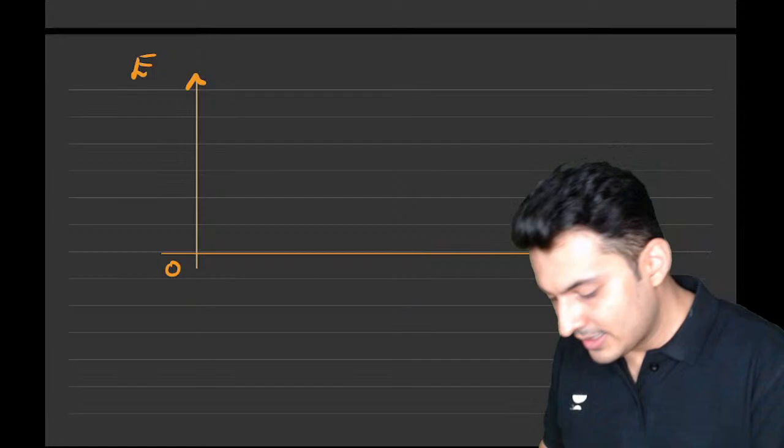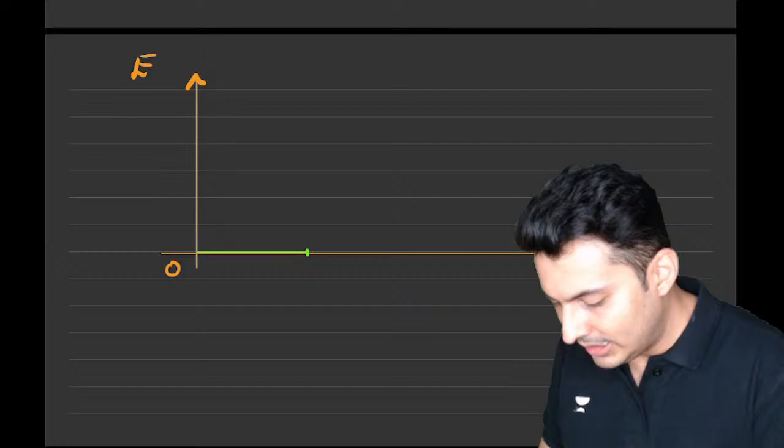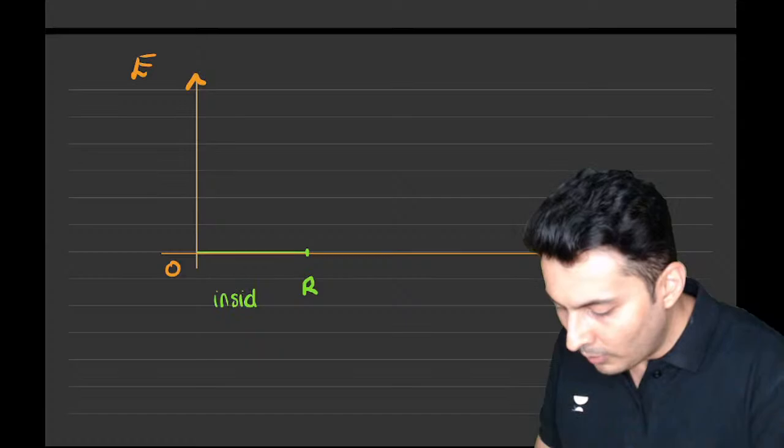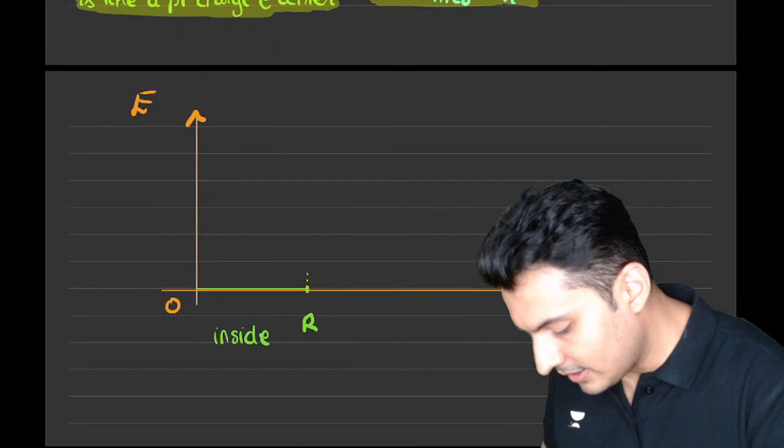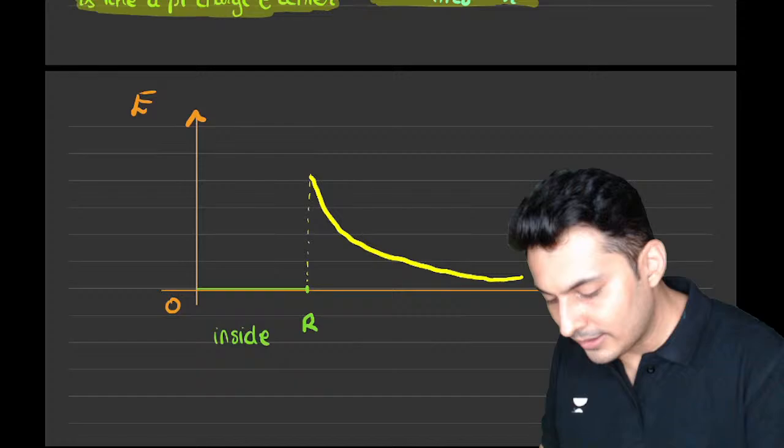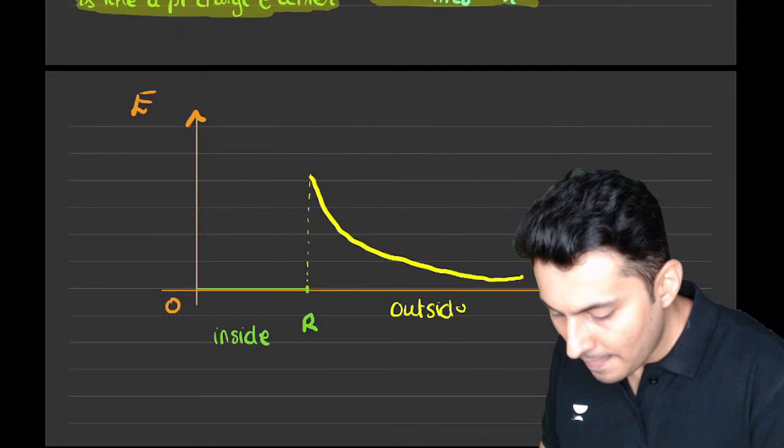Inside it is zero. So it will be zero for a long time. It will be a big fat zero for a long time till you reach the radius r. This is basically inside. But the moment you reach outside, it is inversely proportional to r square. So immediately what will happen is it will jump. Okay, immediately outside it will jump like this to a particular value. And then it will be a curve like this. It will be like this outside. So it is basically inversely proportional to R square. That's what I would say.